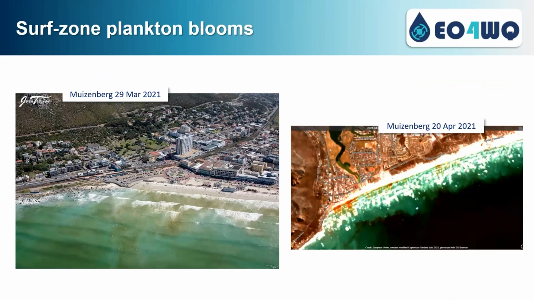A very familiar occurrence in Muizenberg, for instance, is also the brown waters in the Muizenberg corner where all the surfers are. And this is actually a surf diatom that frequently occurs along the coastal regions of False Bay. And people often mistake this for surface runoff or effluent. But yeah, so we know that this is actually a diatom bloom.